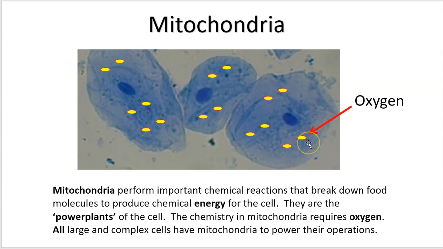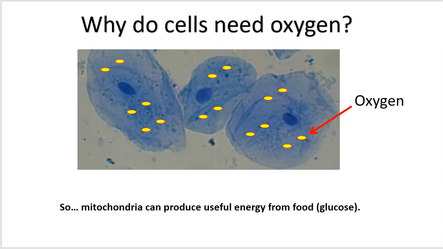So now we're getting more specific. Why do cells need oxygen? Because there's important chemistry going on in the mitochondria that requires oxygen. And we'll be learning that the mitochondria are breaking down food molecules to harness the energy that is stored in those food molecules. So mitochondria can produce useful energy from food, and that food for a typical body cell like ours is glucose.